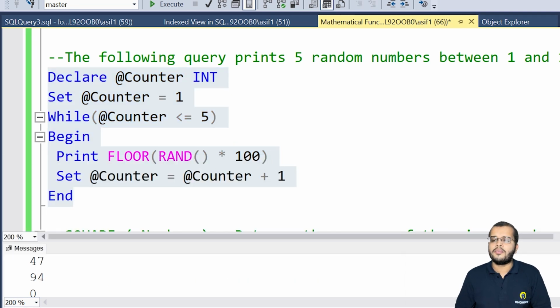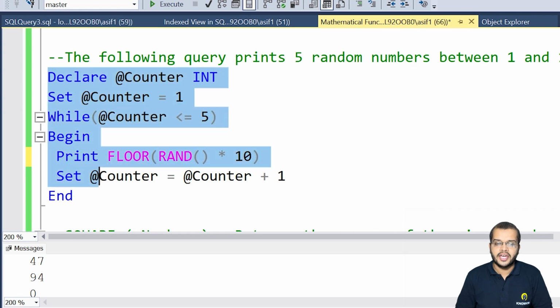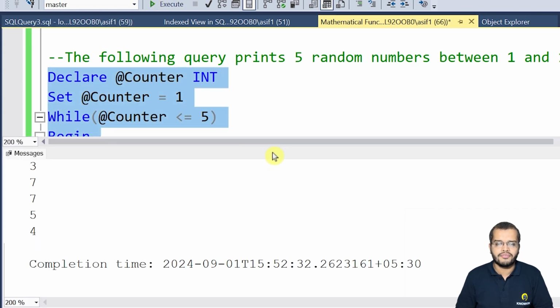If you would like to get some random numbers between 1 and 10, let us consider 1 and 10, and you would like to get 5 random numbers. Then if I execute it, we are going to get 5 random numbers, such as 3, 7, 7, 5, 4.